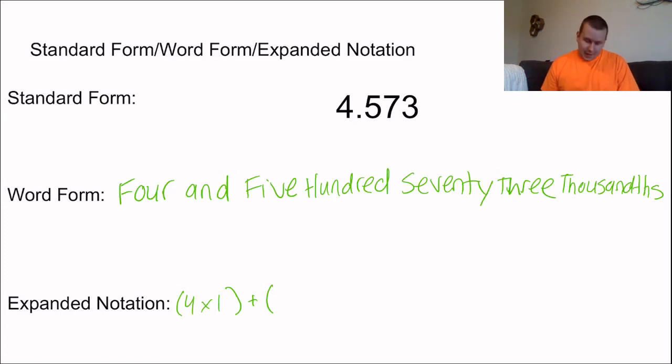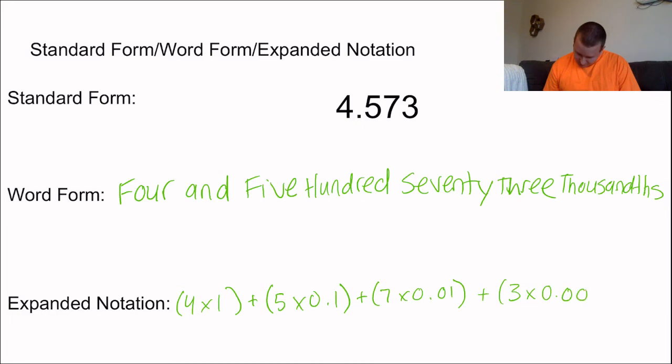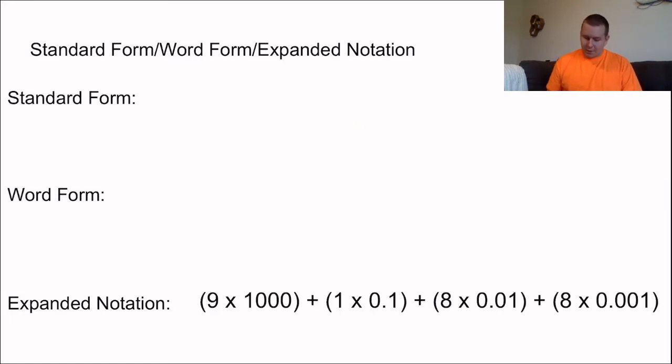Then we have the 5, which is in the tenths place. So we'll say 5 times 1/10. And then we'll just keep it moving. The next number is 7, and we'll multiply that by the hundredths place, because that is 7 hundredths. And then finally, we have the 3 that is in the thousandths place. And there we go. We were able to take something from standard form, change it to word form and expanded notation. Now let's see if we can do it in reverse.